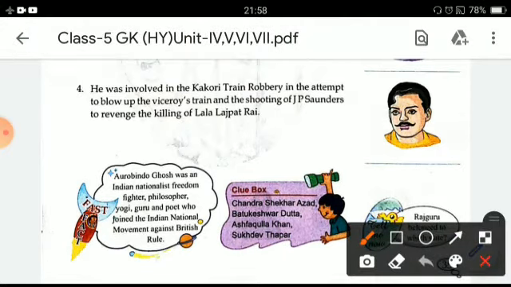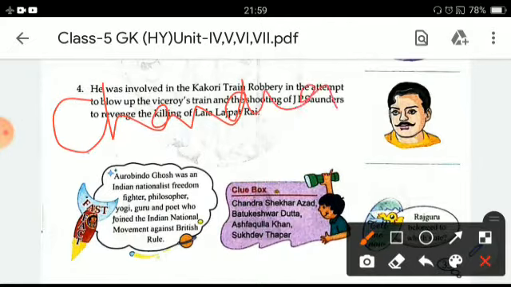Now the last one is, he was involved in the Kakori train robbery, in the attempt to blow up the Viceroy's train and the shooting of J.P. Saunders to avenge the killing of Lala Lajpat Rai. And he is Chandrasekhar Azad.